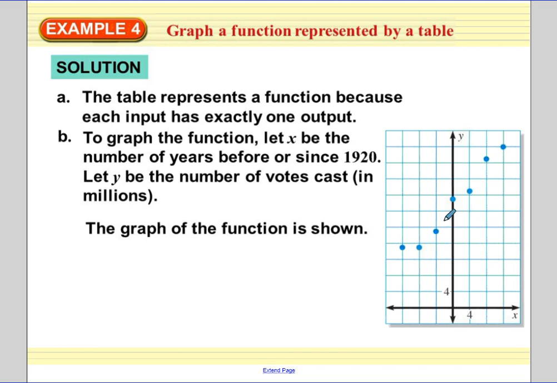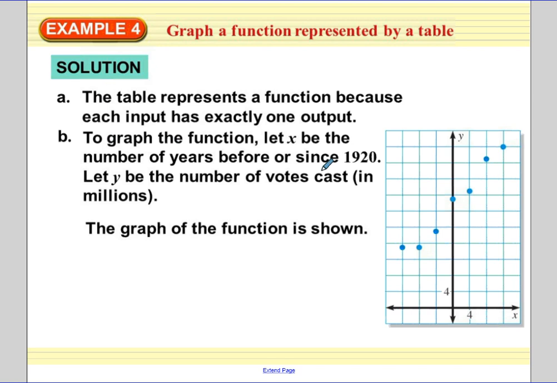Because if you graph it and look at it, you know right away that it is a function because none of the inputs have an output like up here. There are no points on top of each other. Okay, so A and B kind of relate to each other. That's why the solutions are on the same slide. So with A, yes, it is a function because each input has exactly one output.